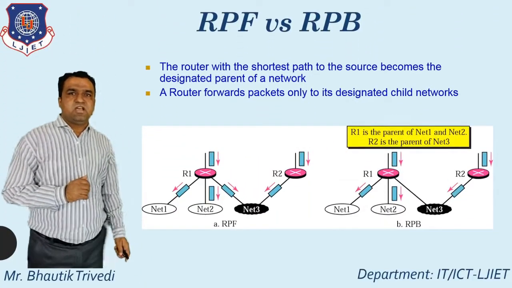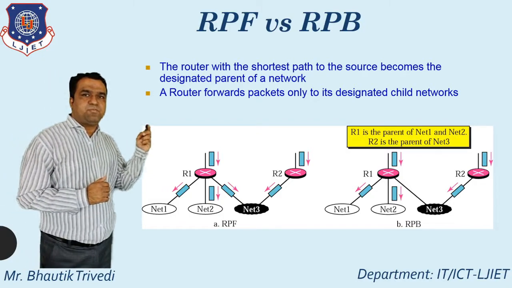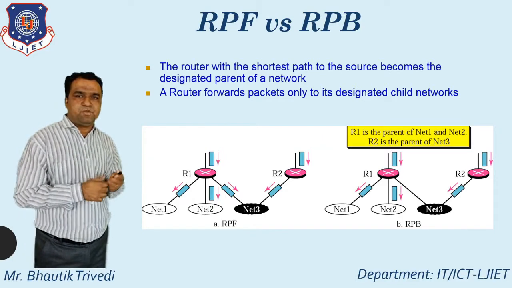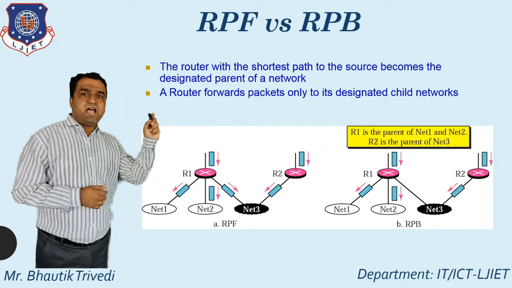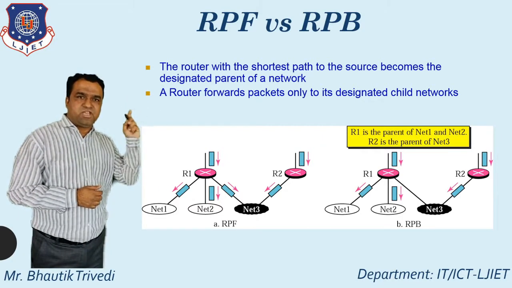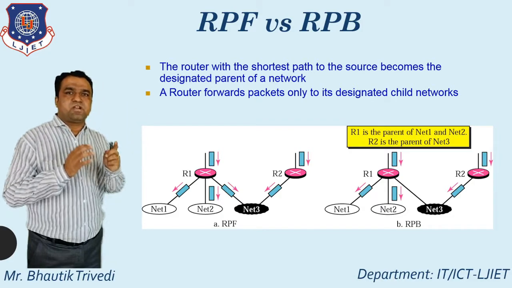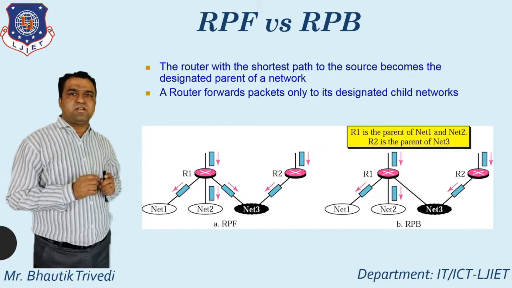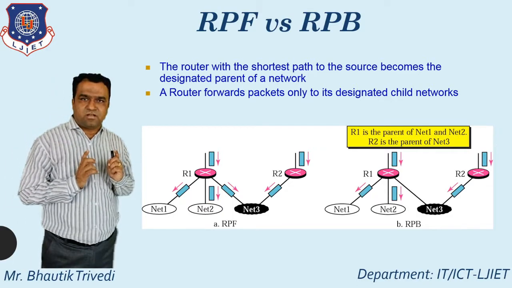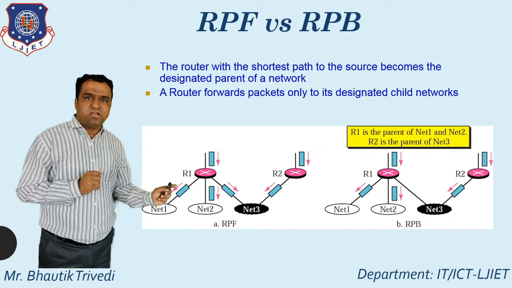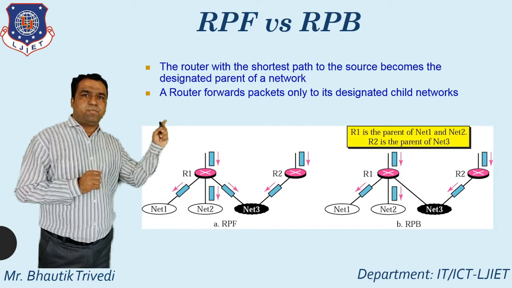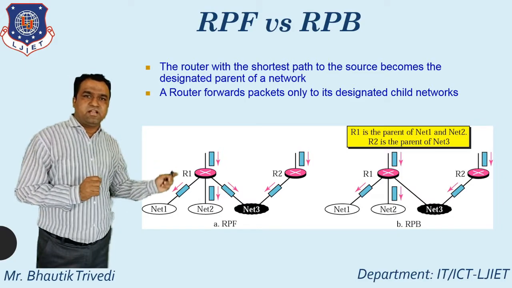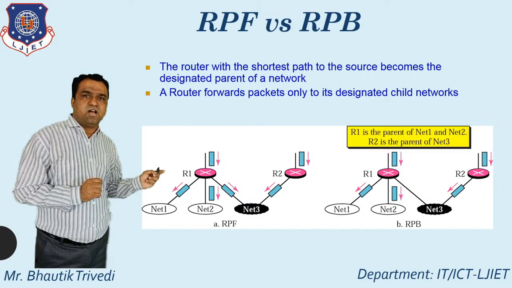So here you just see RPF versus RPB. What is the difference between the RPF and RPB? In RPF, you must remember one thing: the router with the shortest path to the source becomes the designated parent of the network. That is the most important thing. And the router forwards packets only to its designated child network. That is the concept regarding the RPF.